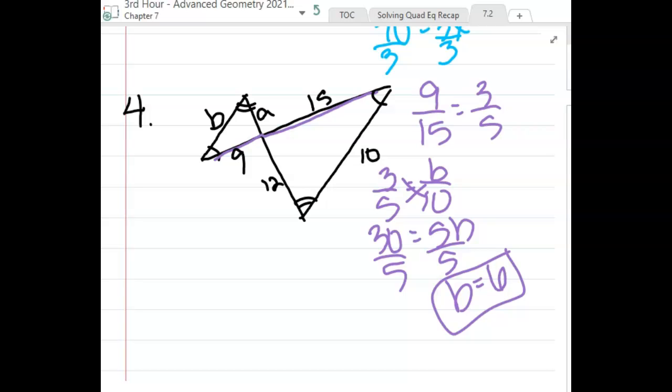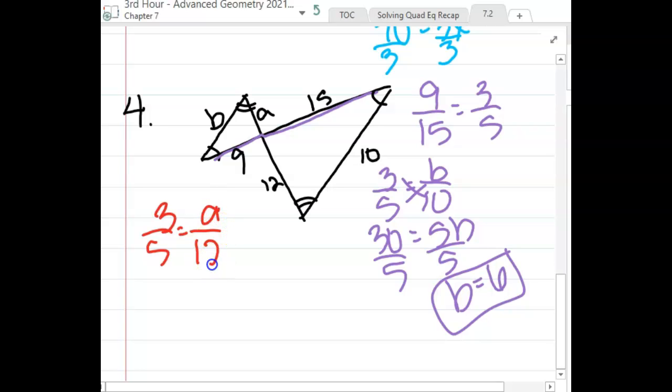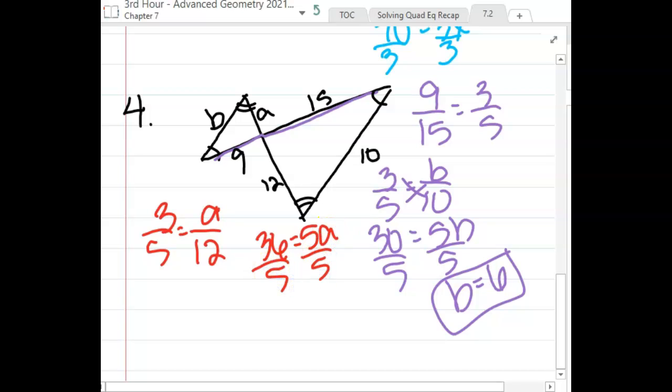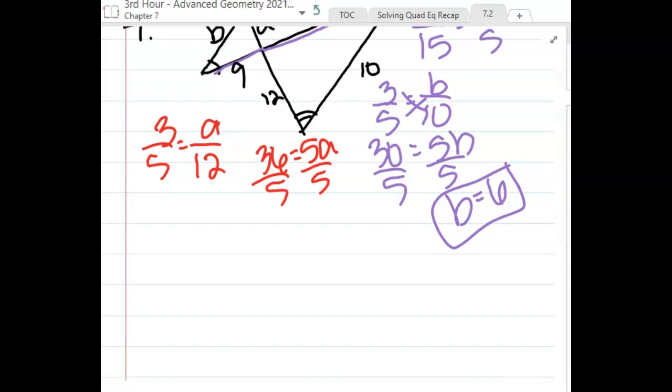And then to solve for A, we're still using that same ratio, 3 to 5. And what would be the ratio on the right-hand side to solve for A? A over 12. Same thing, multiply up and across. 3 times 12 is 36. 5 times A is 5A. Now for this one, it's probably easiest just to leave it as 36 over 5. But if you did turn it to a decimal, you get 7.2.